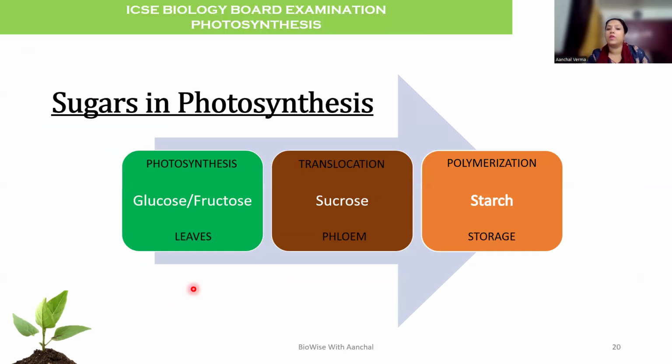You should know this, sugars in photosynthesis. Glucose or fructose is produced in the leaves by the process of photosynthesis. Sucrose is produced in the phloem during translocation. That is, sugar is transported in the phloem in the form of sucrose. And it is stored in potato or any cereals or any part of the plant in the form of starch. So you should know glucose, sucrose, and starch are the different forms of sugar present in the plant.